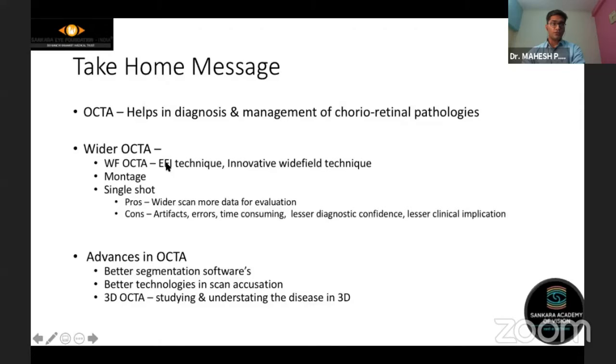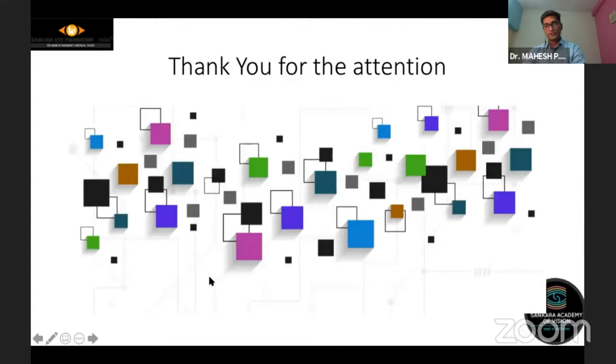Wider OCTA can be done using montage or single shot. Advantages of advances in OCTA are better segmentation software, better technology, and 3-dimensional OCTA. Thank you.